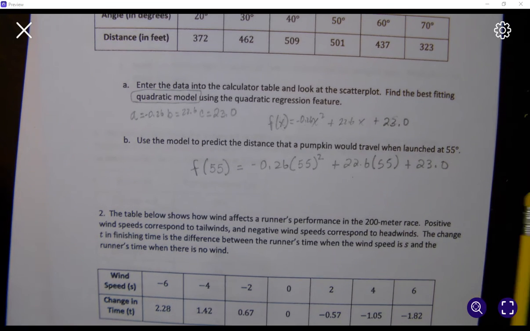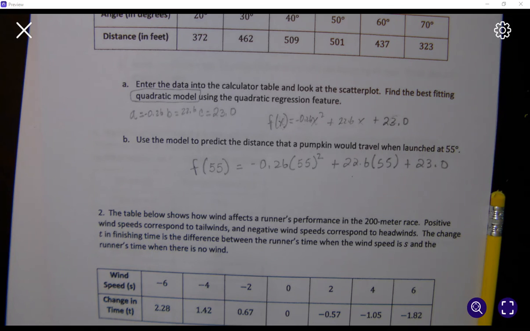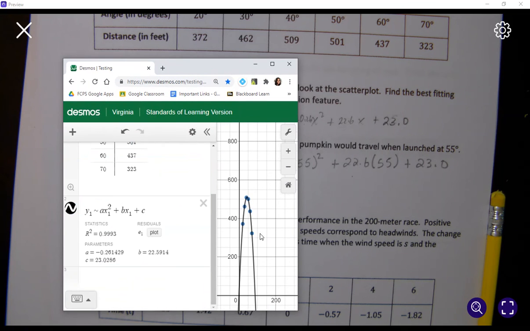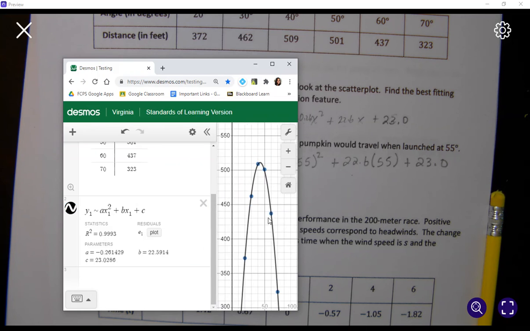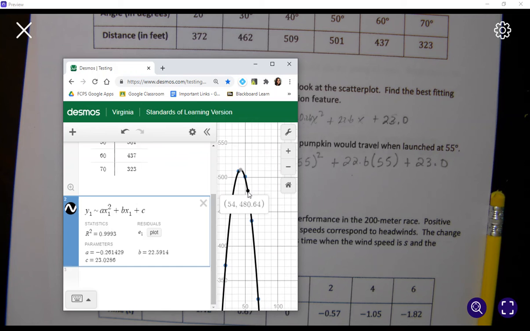I'm just going to put all that in Desmos. Since you already have it here, you can also find it on your graph. You want your x coordinate right here. Right now the x coordinate is 77.7. You can drag it to 55 and find your answer, but it's kind of hard to do unless you zoom in and then look at 55. So right now, there it is. 55 is 474.736. The moment I let go of the mouse, it's going to disappear.